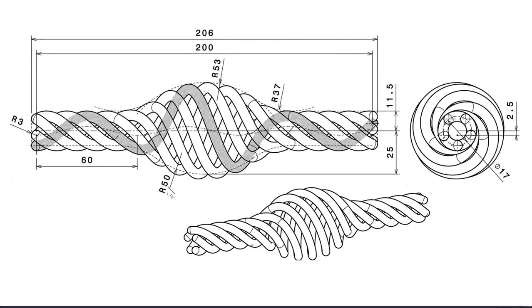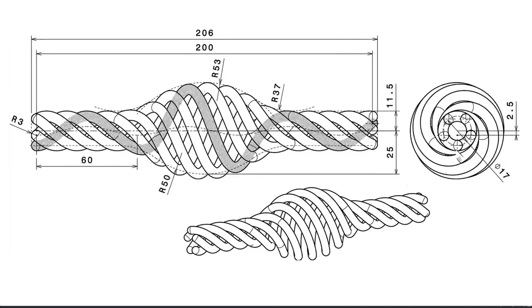You see, radius 50 is the radius 53 minus 3. There is a distance here, 25, from the mid-axis to the general axis. This is the pitch. Every such coil has the same pitch, 60, as I understand from this drawing.